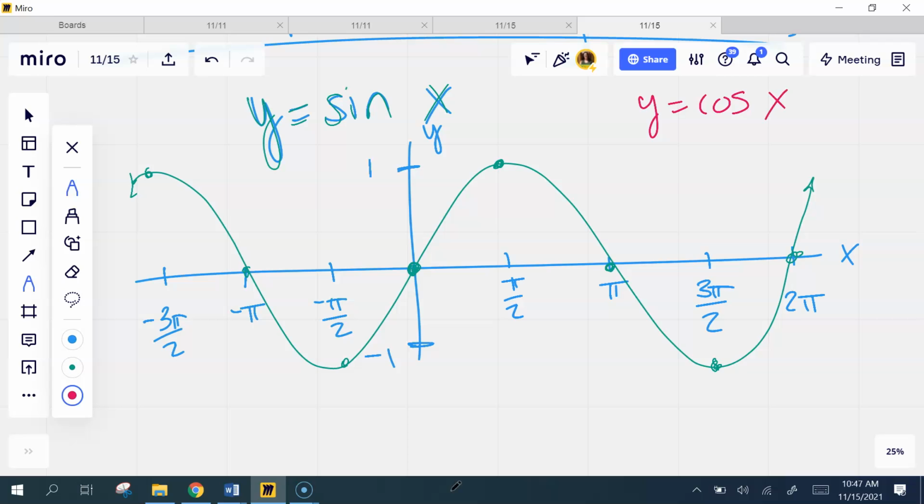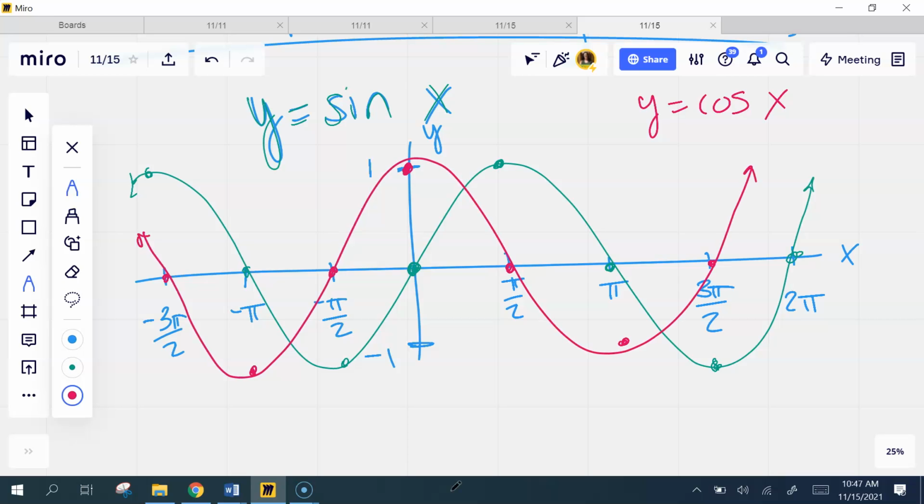How does this compare to the graph of cosine? It's just shifted. You're exactly right. So the cosine of 0 is 1. How about the cosine of pi over 2? And then I can pick up the pattern from here. So plot it against each other. Looks kind of like this.